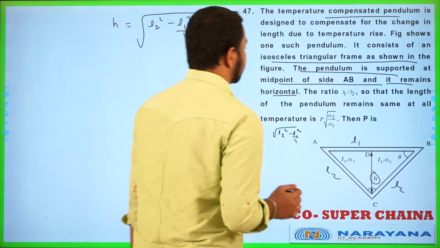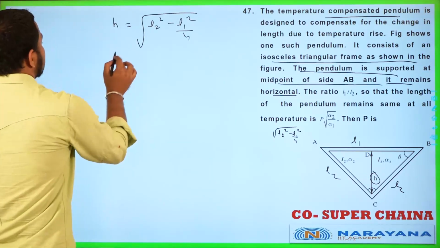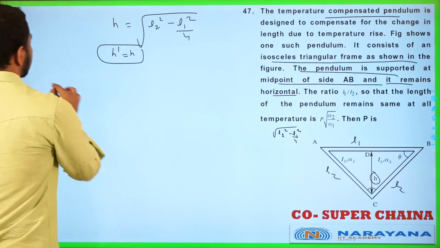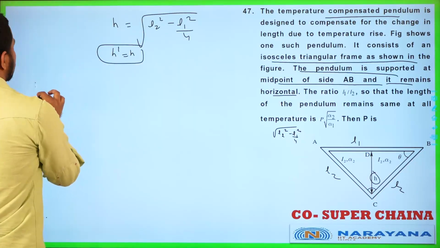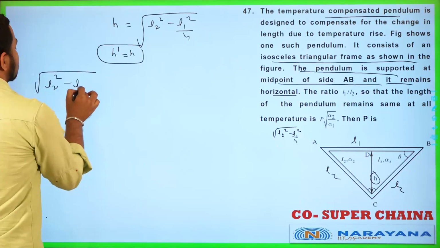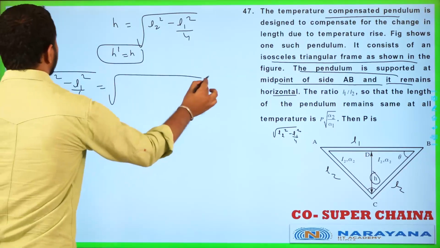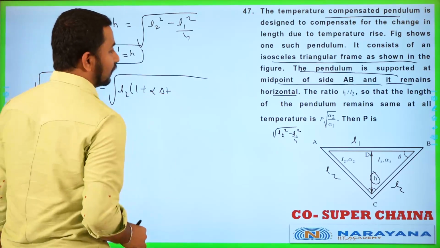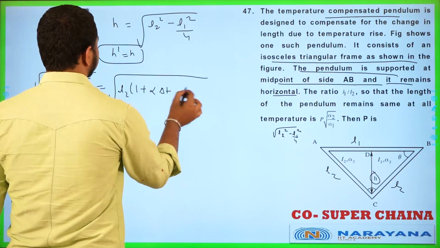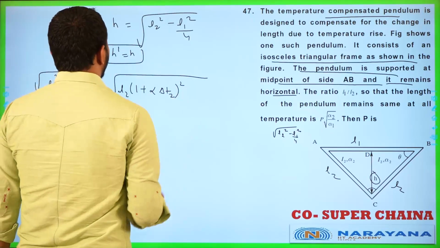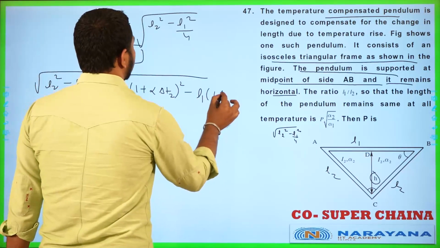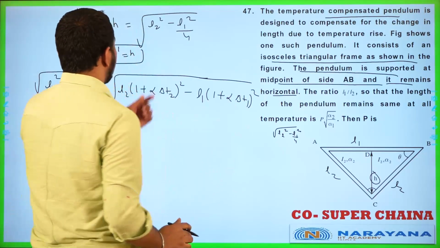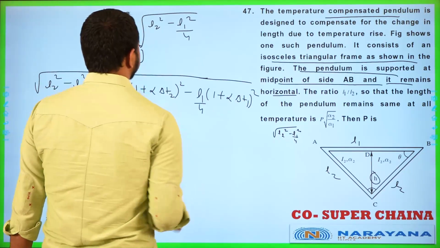It remains horizontal even if we change the length. So this H will be fixed for all temperatures. So H is equal to H dash. This is given here. So if we check here, H equals H dash: the square root of L2 square minus L1 square by 4 will be equal to the square root of L2 into (1 plus alpha 2 delta T) whole square minus L1 into (1 plus alpha 1 delta T) whole square by 4.